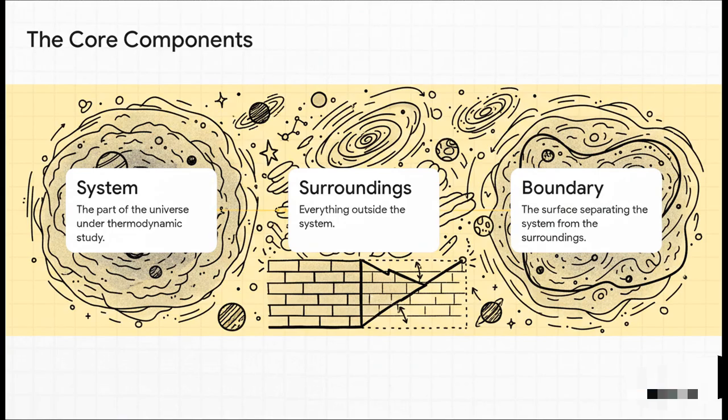You've got the system, that's just whatever little piece of the universe we're interested in. Then you have the surroundings, which is literally everything else. And the line between them? That's the boundary. Now, this can be a real physical thing, like the walls of a beaker, or it can just be an imaginary line we draw for our analysis.